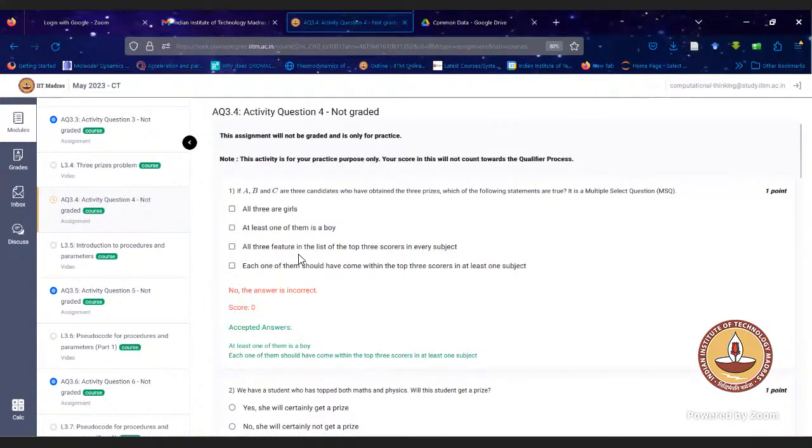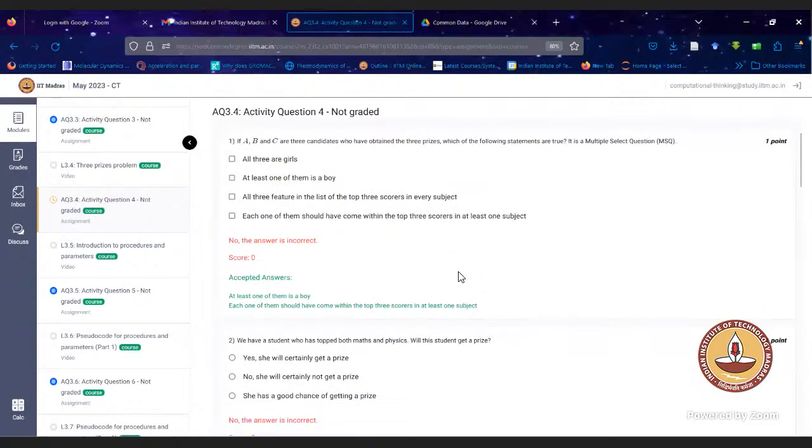But if all 3 candidates' features are in the top 3 scorers in every subject, then you don't have it. So essentially it could be possible, but most of the time it will not be possible that all 3 of them were the top 3 scorers in every subject. What they want to see is that at least one of them has the highest score in one of the subjects. Does it answer your question?